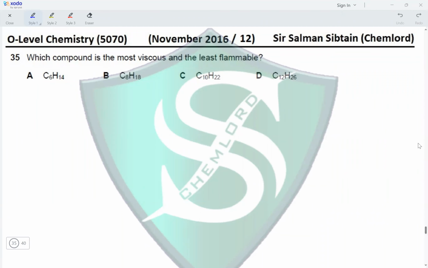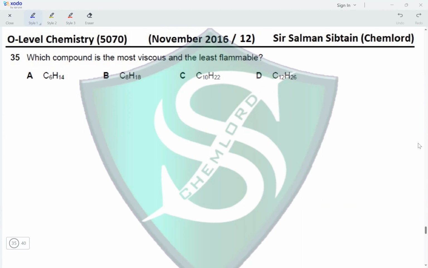Question 35. Which compound is the most viscous and the least flammable? So viscosity depends on the mass of the compound. The greater the mass, the more viscous the alkane and the least flammable that compound. So we have got four different alkanes here, all of which are liquids because liquid alkanes start with 5 carbon atoms and go up until 17 carbon atoms.